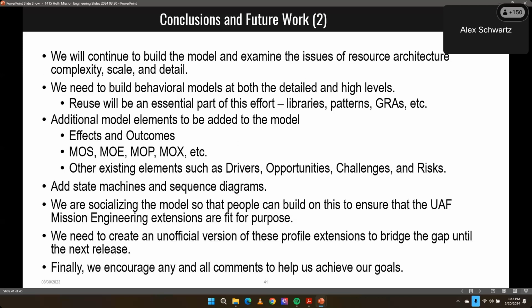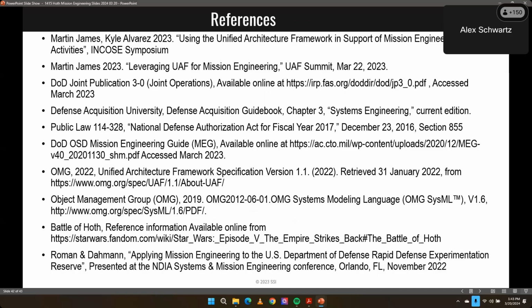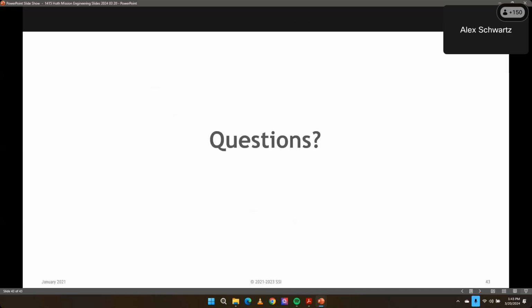I had a third slide that listed all the stuff I had left to do, but I'm only down to I need to have better models of the effects and outcomes, MOEs, MOPs, and we encourage any and all comments to make this a better model. Here are all my references and any questions, and may the force be with you.